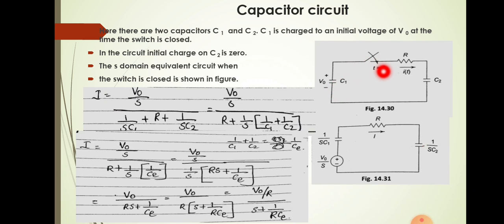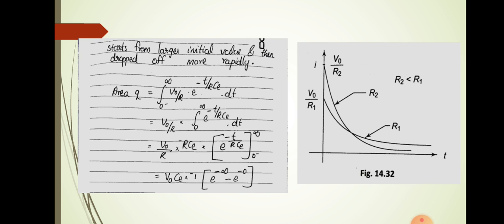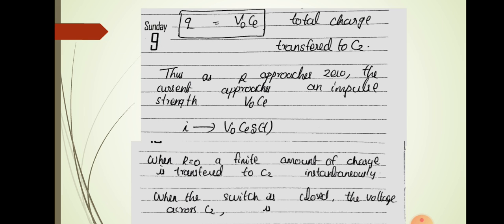Initially it has some charge, and due to that charge there is some initial voltage V0. Once the switch is closed and the resistance is a small value, there will be some flow of charge from C1 to C2, and that charge is Q equal to V0 into C. At time t equal to 0, the switch is closed, so the total charge transferred to C2 will be V0 into C.